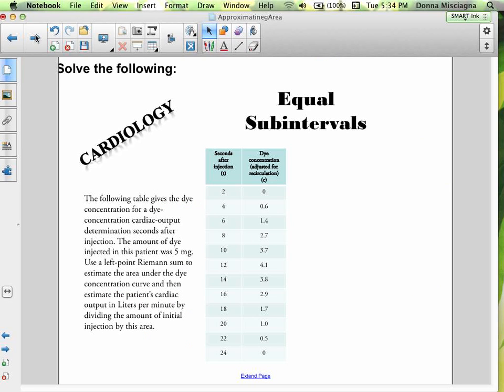There we go. Let me read the question for you. The following table gives the dye concentration for a dye concentration cardiac output determination, seconds after injection. The amount of dye injected into this patient was 5 milligrams. Use a left point Riemann sum to estimate the area under the dye concentration curve, and then estimate the patient's cardiac output in liters per minute by dividing the amount of initial injection by this area. All right, let's do the Riemann sum part, and then we'll answer this question.